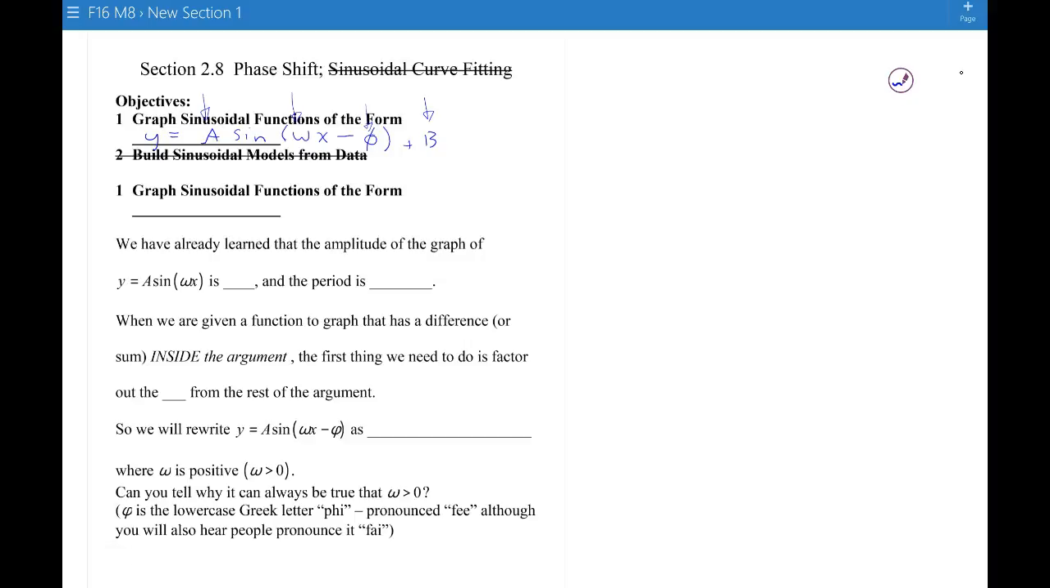So we're going to graph sinusoidal functions. And remember, sinusoidal means sine or cosine. We're going to focus just on sine, but everything we learn applies to the cosine also.